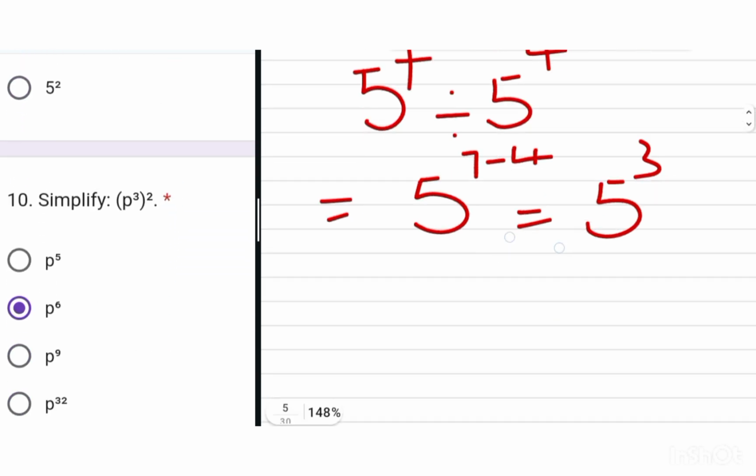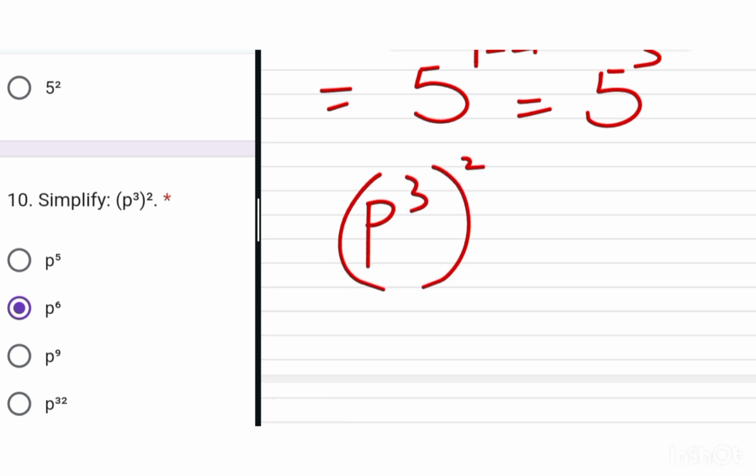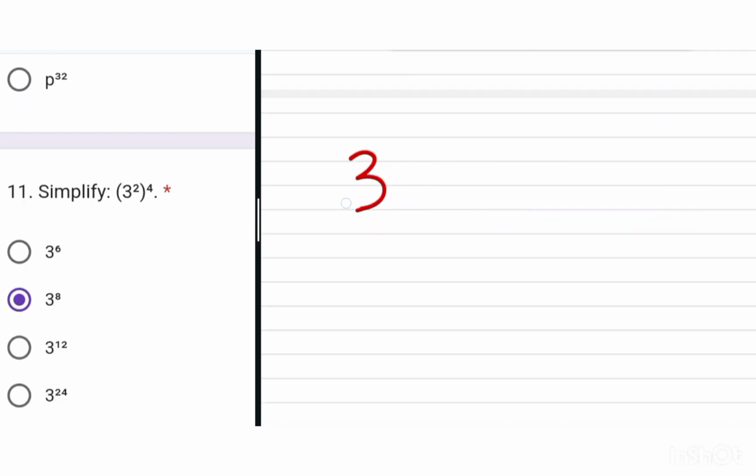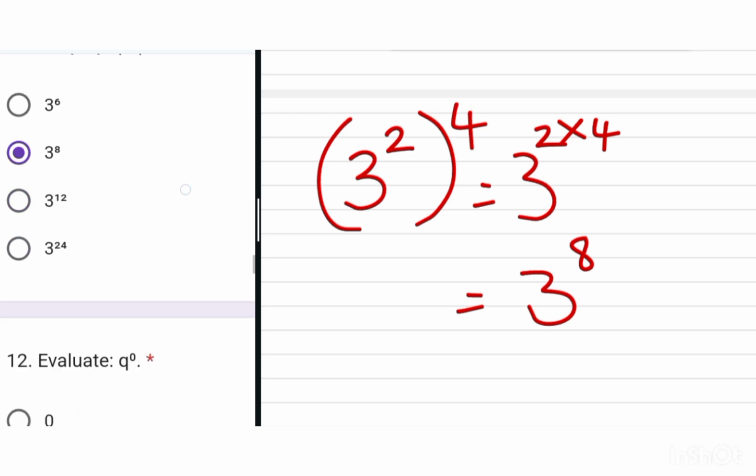Power law. Remember, bracket means times. So p raised to the power 3 all raised to the power 2 becomes p raised to the power 3 times 2, which is equal to p raised to the power 6. 3 raised to the power 2 all raised to the power 4 equals 3 raised to the power 2 times 4, which is equal to 3 raised to the power 8.